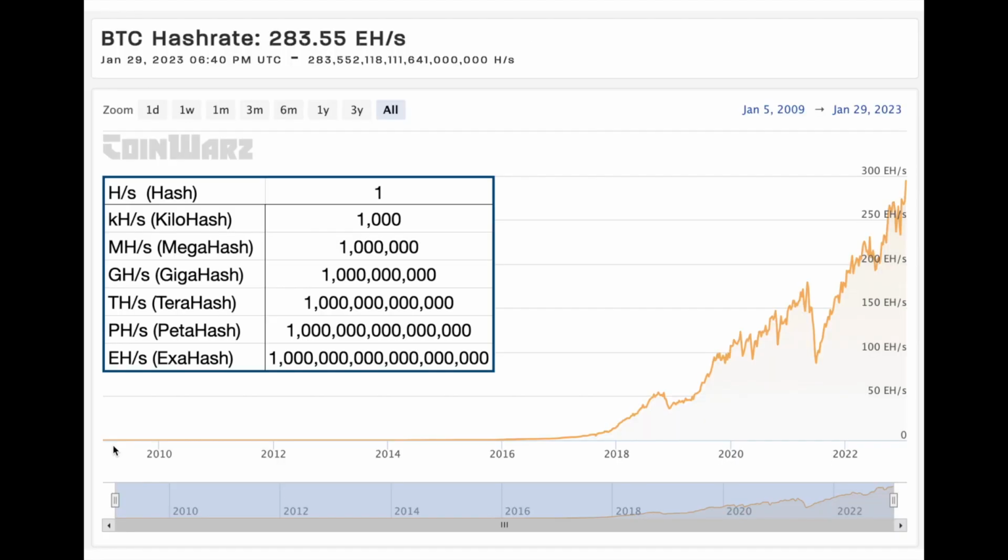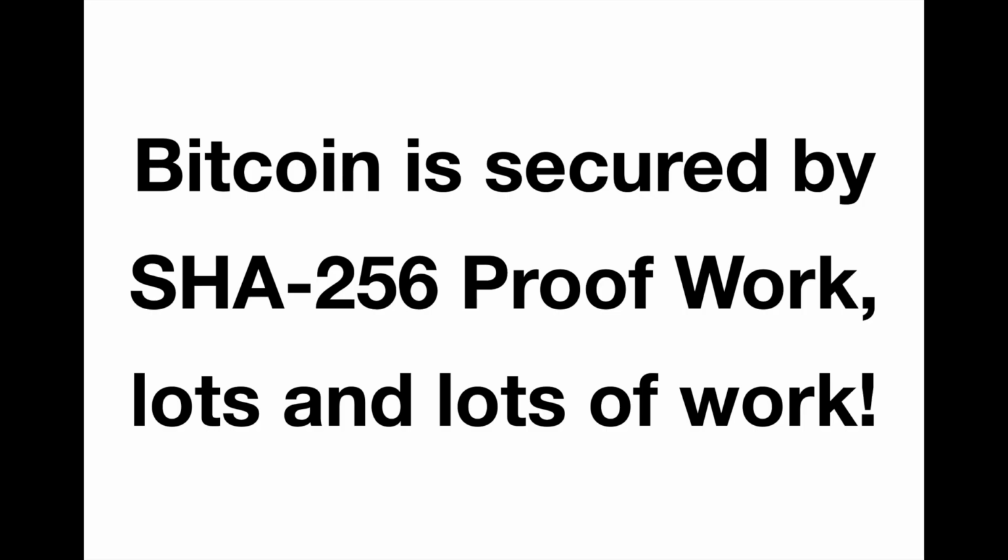For example, at the beginning of Bitcoin, the hash rate was very low and computers such as GPUs were able to mine Bitcoin. But as the competition grew and adoption grew, the hash rate increased such that by today it's in excess of 280 exahashes. And an exahash is 10 to the 18th power. That's the number of guesses per second. So as you can see, this is a huge amount of work spent on guessing the right proof of work value. Bitcoin is secured by the SHA-256 proof of work algorithm, including lots and lots of work.